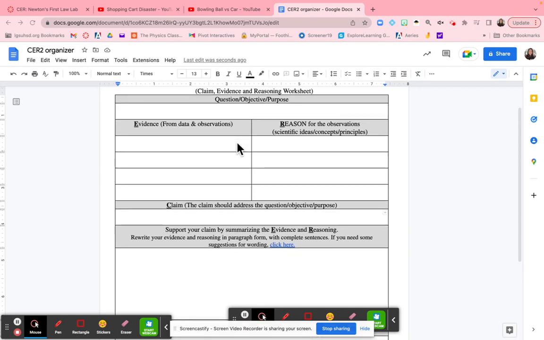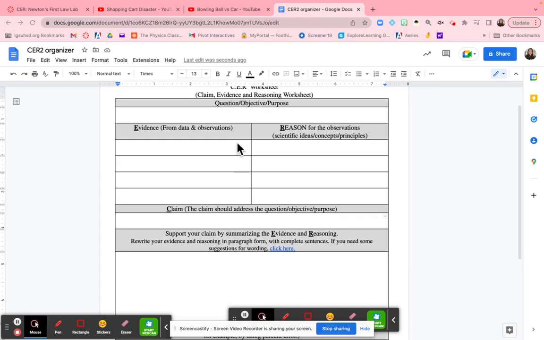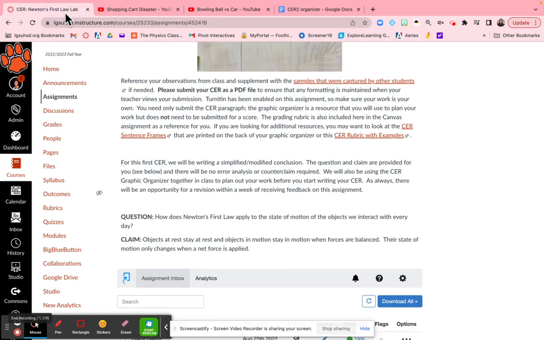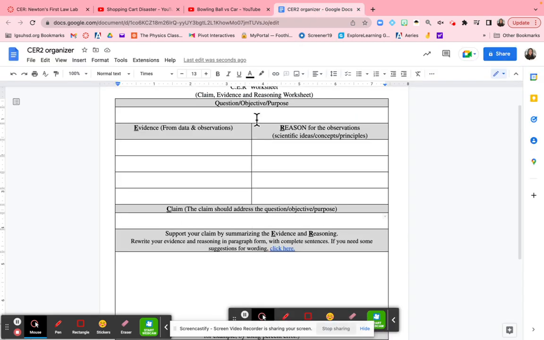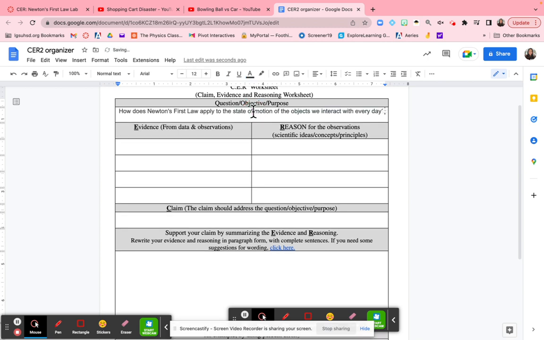So this is what your CER organizer looks like. I am just going to go back into my assignment on Canvas, and I'm literally going to copy the question: how does Newton's first law apply to the state of motion of objects we interact with every day? When we say every day, it has to be the objects you interacted with in the lab.